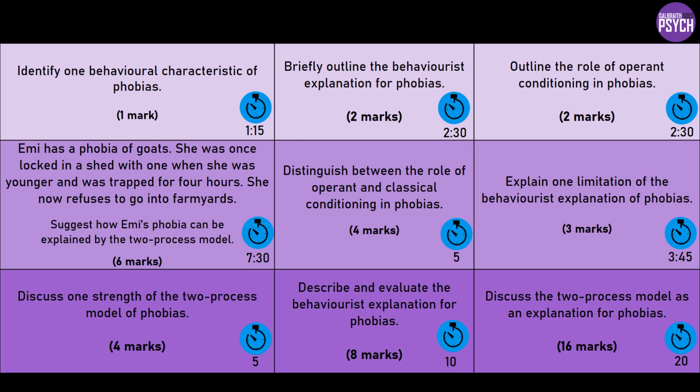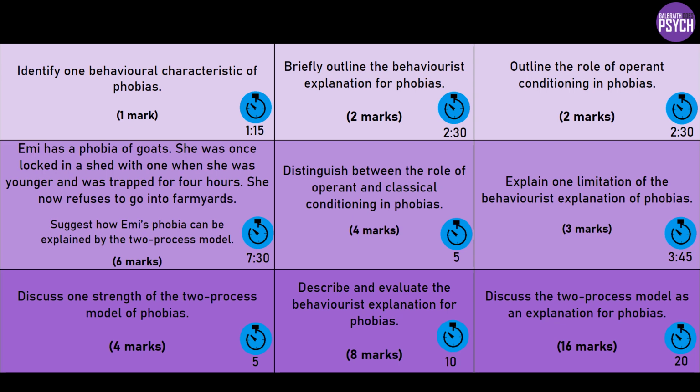So the goat would have been a neutral stimulus, and the feeling of being trapped, or if you said the goat attacked her, either of those would be the unconditioned stimulus, because that is scary without having to learn that it's scary. The unconditioned response would be fear. So we're naturally afraid of being bitten, being attacked, being trapped, whatever it might be.